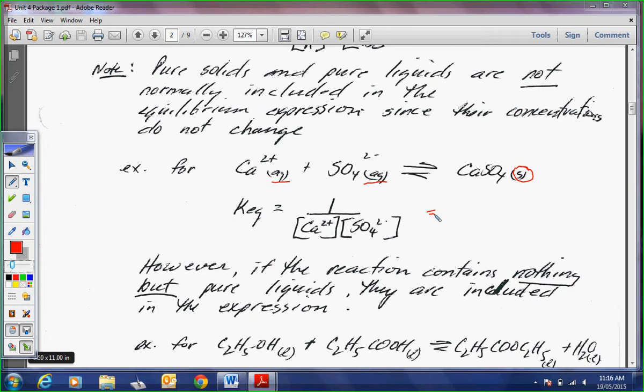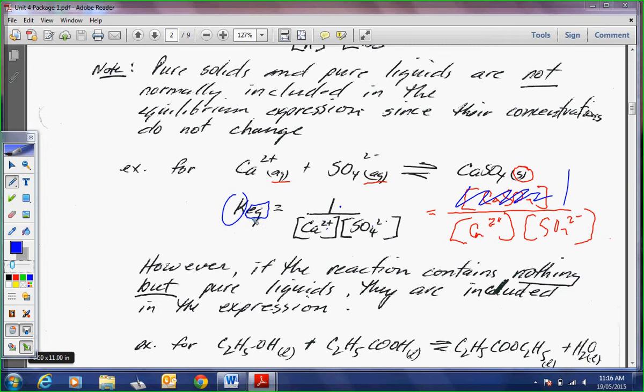And so we would have had the concentration of calcium sulfate product over the concentration of calcium 2 plus and the concentration of SO4 2 minus, except for we've just learned that solids aren't included, and so we take this solid and we cancel it out, and that leaves a 1 on the top of our fraction, and so therefore it's 1 over those two things. K being a constant, EQ being at equilibrium.